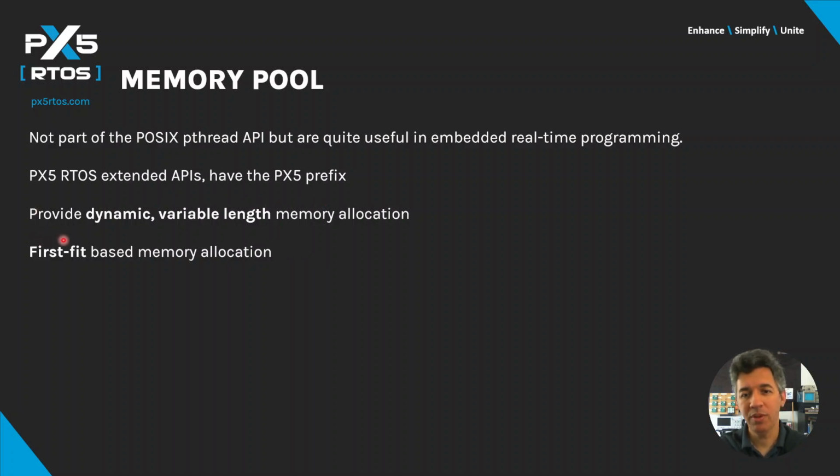The memory pool API provides dynamic and variable length memory allocation. Fixed size memory allocation is also supported, but we cover that in a different video. Also, these memory pools work with first fit based memory allocation.